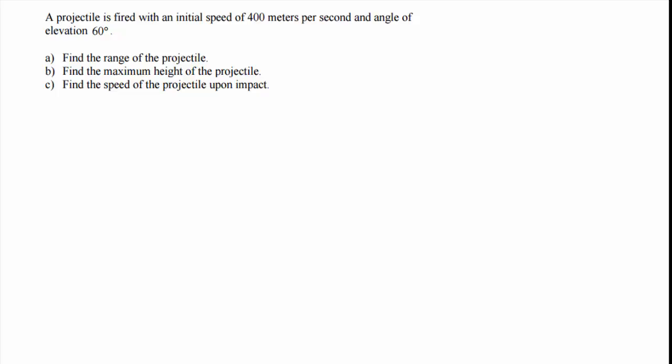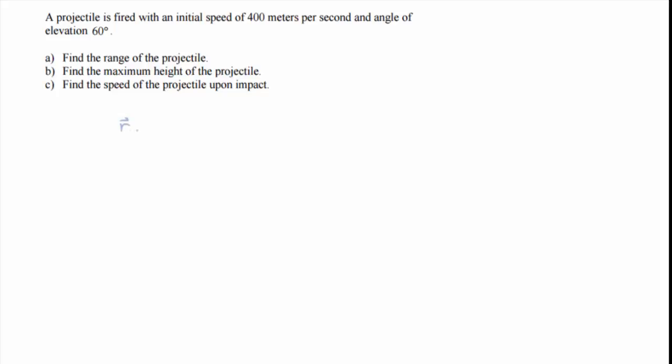In this problem, a projectile is fired with an initial speed of 400 meters per second and an angle of elevation of 60 degrees. Part A, find the range of the projectile. Okay, so in these problems, you're allowed to use the projectile motion vector valued function that I gave you in the notes for this section.